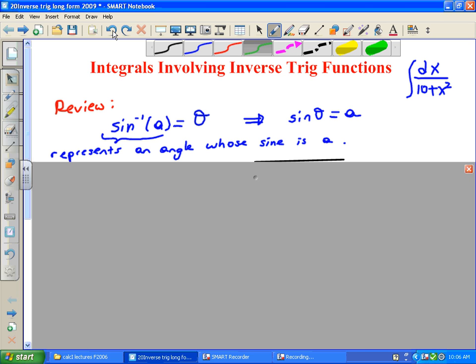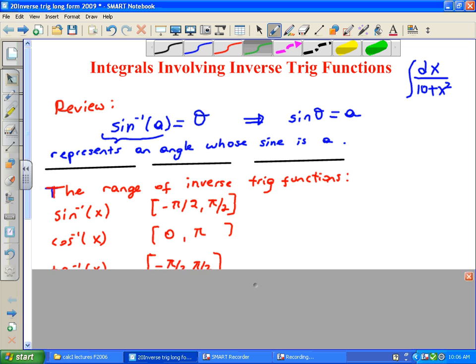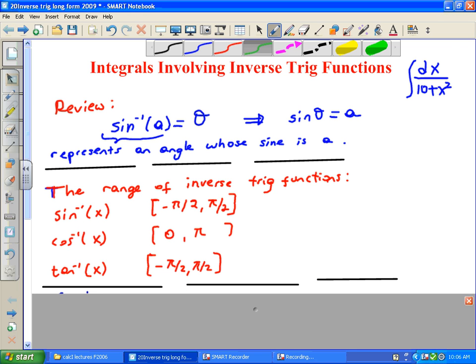Okay, so let's do some examples. But before I can do some examples, also a reminder about, this is important, the range of inverse trig functions. Now, for example, when I say sine inverse of 1, this means give me the angle, and the angle must be in radians. That's the way these inverse trig functions are defined. Give me the angle in radians where sine of that angle is equal to 1.